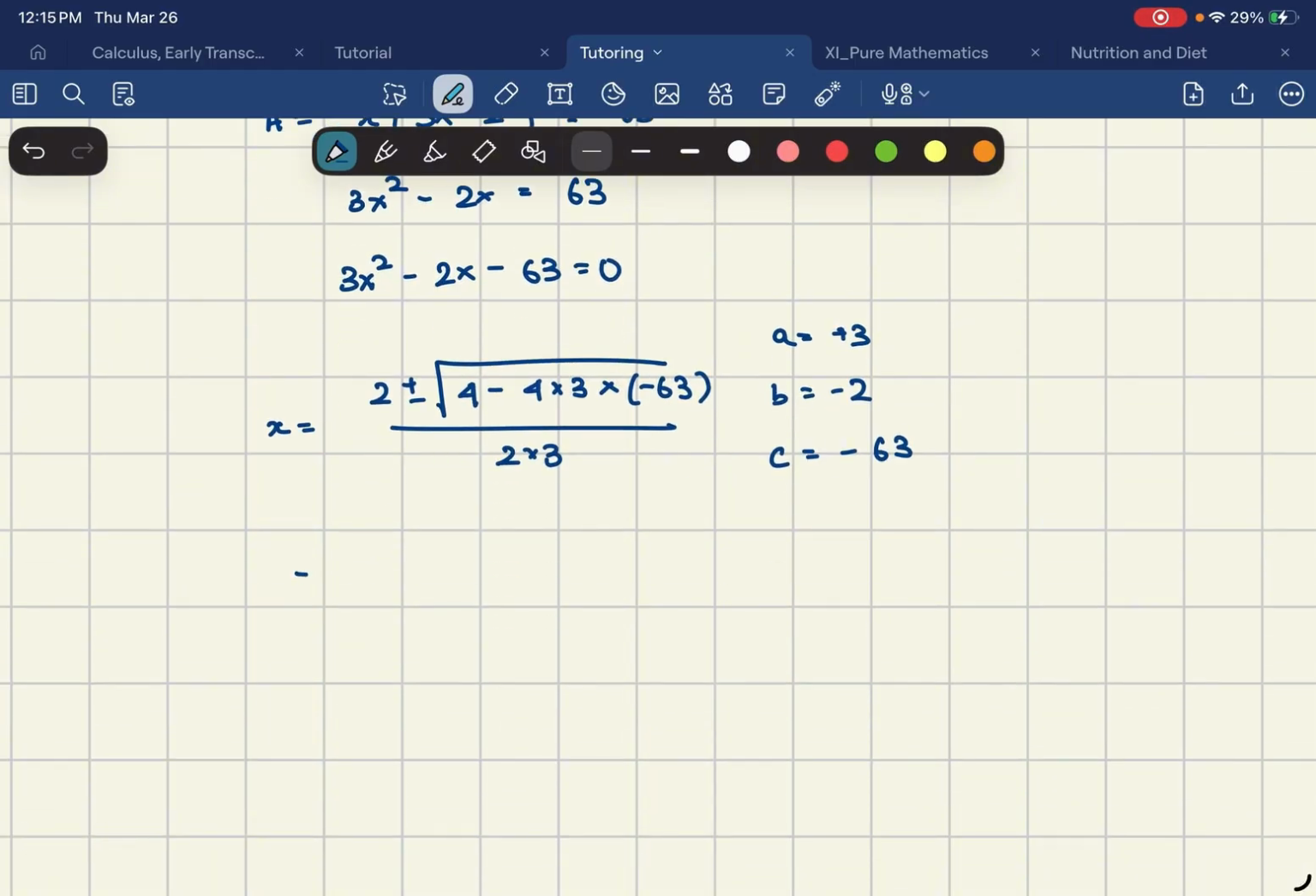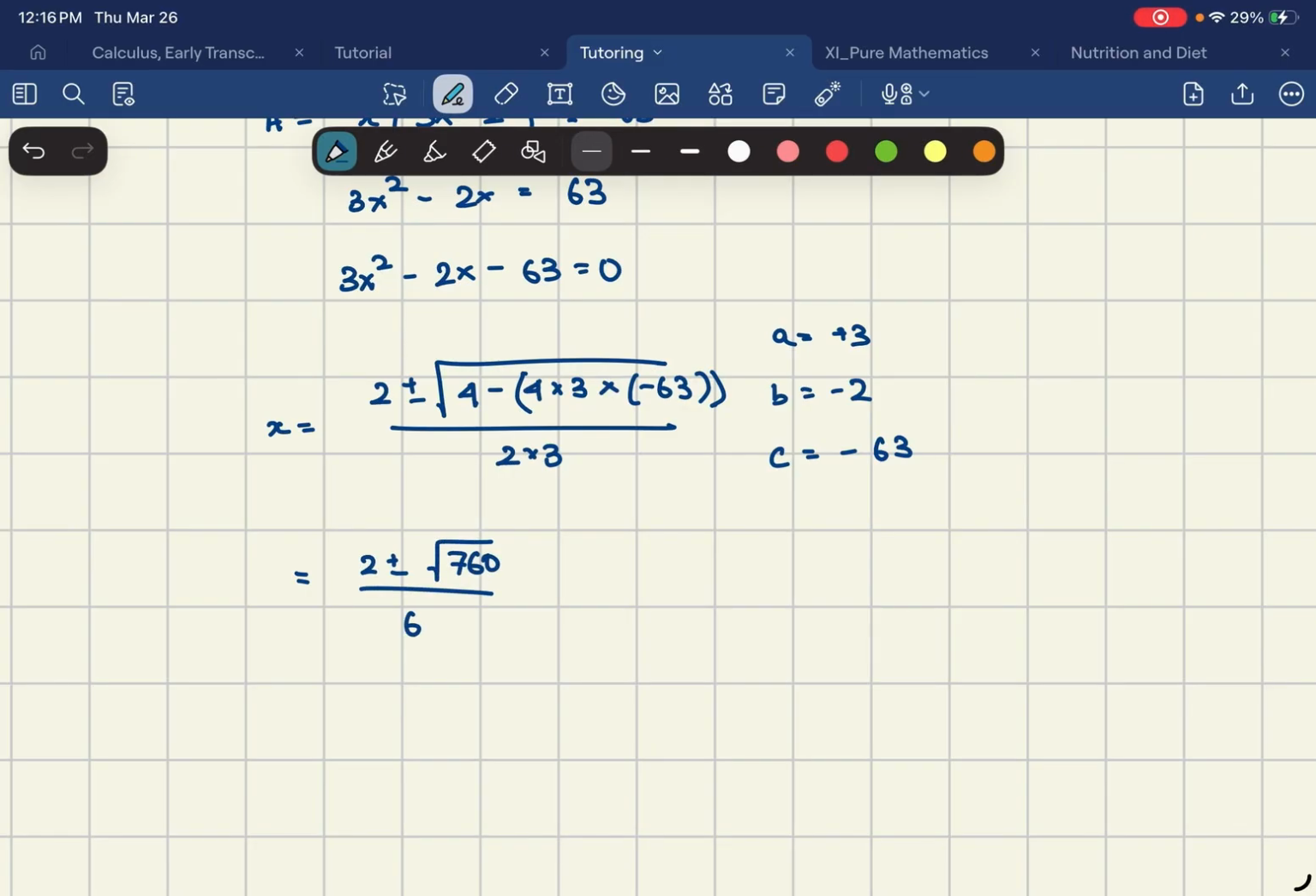So you just want to slowly plug your items in, and then you can put it in your calculator. So you have 4 minus, and inside the bracket, I am going to evaluate 4 times 3 times negative 63. If you're using your scientific calculator, on mine I have the negative sign above the log button. If you're doing subtraction, then that is the button next to your addition button. But if you want to write minus of something, then you need to use the button above your log button. So when you add these two together, you have the square root of 760, divided by 6.